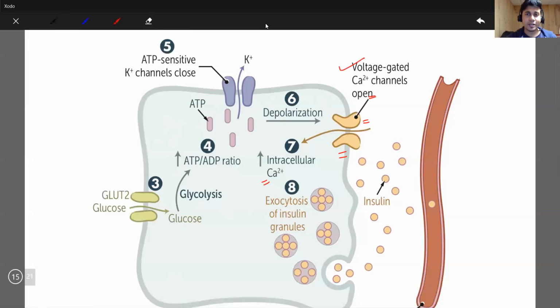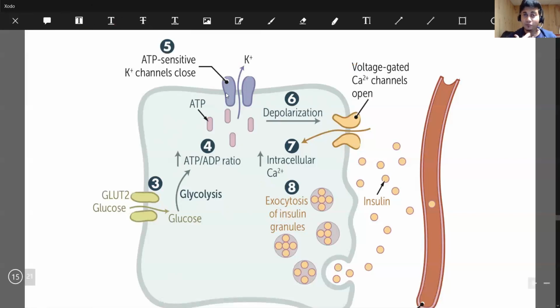So again, to recap, when there is a high amount of glucose in the blood, glucose comes in through the GLUT2 transporter inside your pancreatic beta cell. Usually after a meal you have a huge rush of glucose inside your blood. Now that increased amount of glucose will go inside the cell.